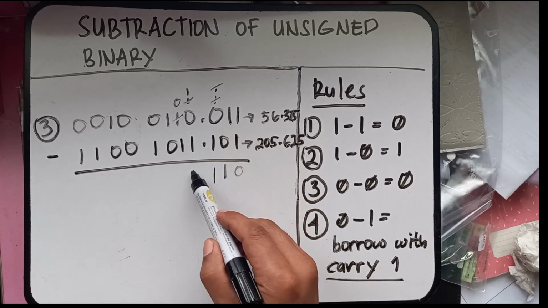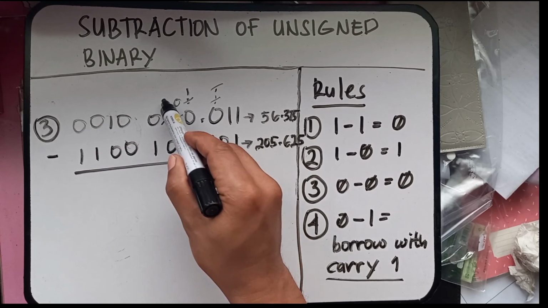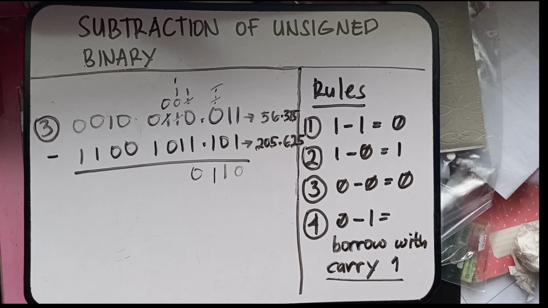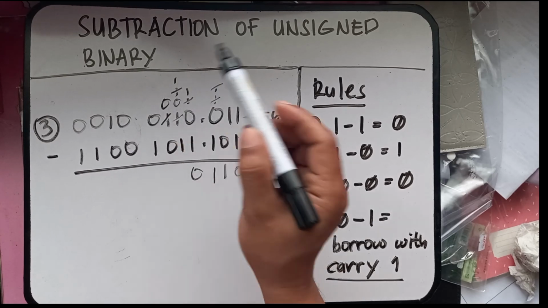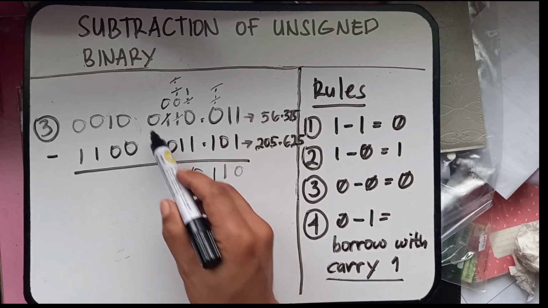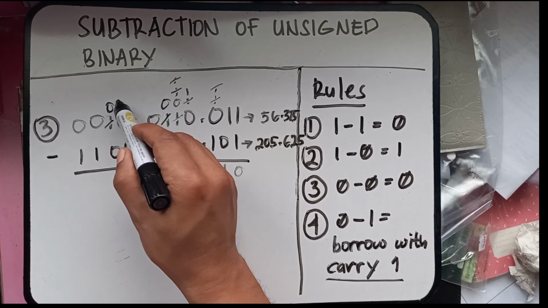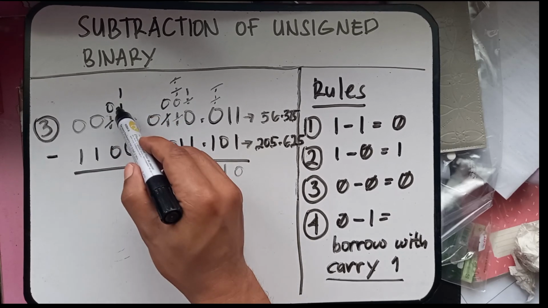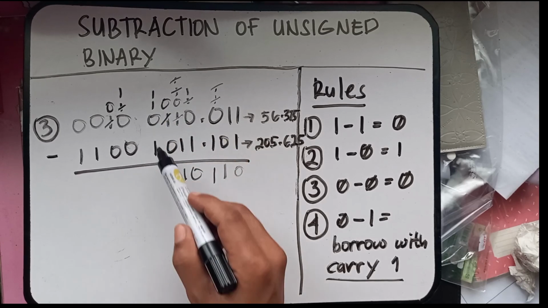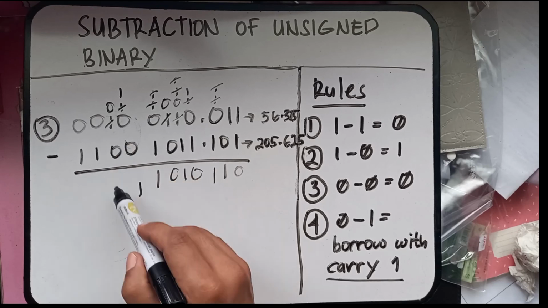And 1 minus 1, that is 0. 0 minus 1, again, you have to borrow from here. This becomes 0, and we have to put 2 carry bits. Then this will also be cancelled out. So what is left is just 1, 0. And then we have to borrow again. This becomes 0, and then carry 2 bits. Borrow here, then carry 2 bits again. And then this will be cancelled. What is left is just 1, 1, 0.